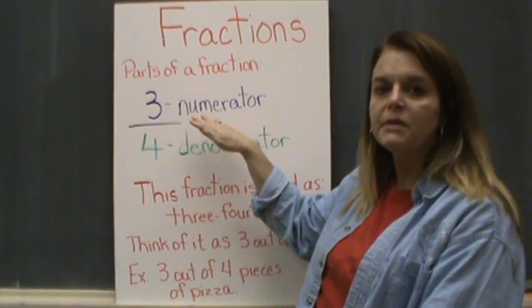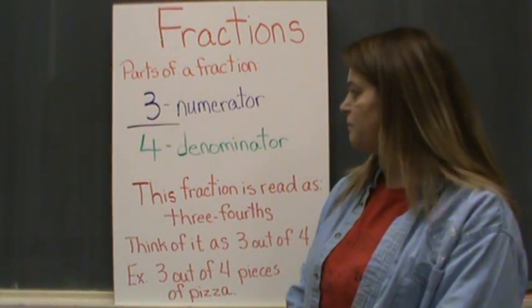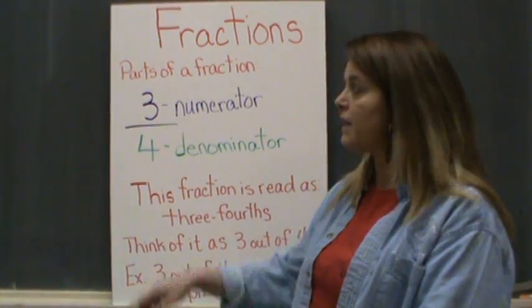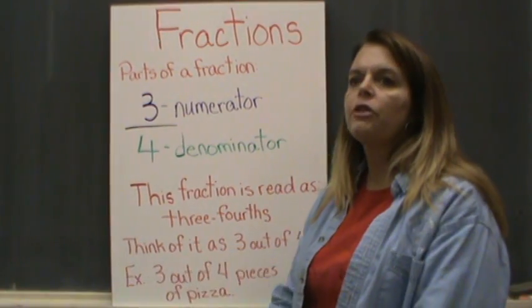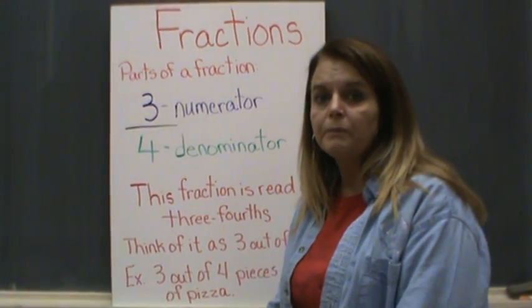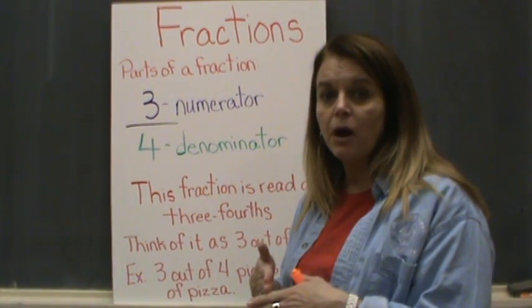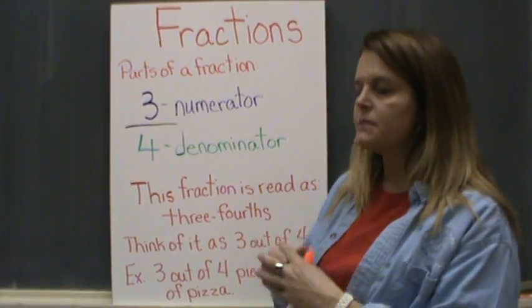The number on the top is called the numerator. The number on the bottom is called the denominator. This fraction that I have written here on the board is read as 3/4. Think of it as 3 out of 4. Like if you have a pizza and it's divided into 4 equal parts, we are going to be talking about 3 of those parts.